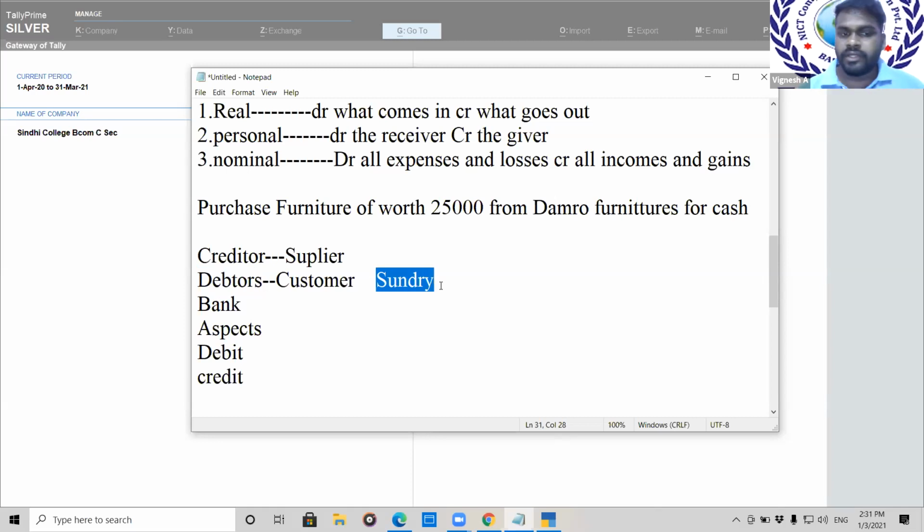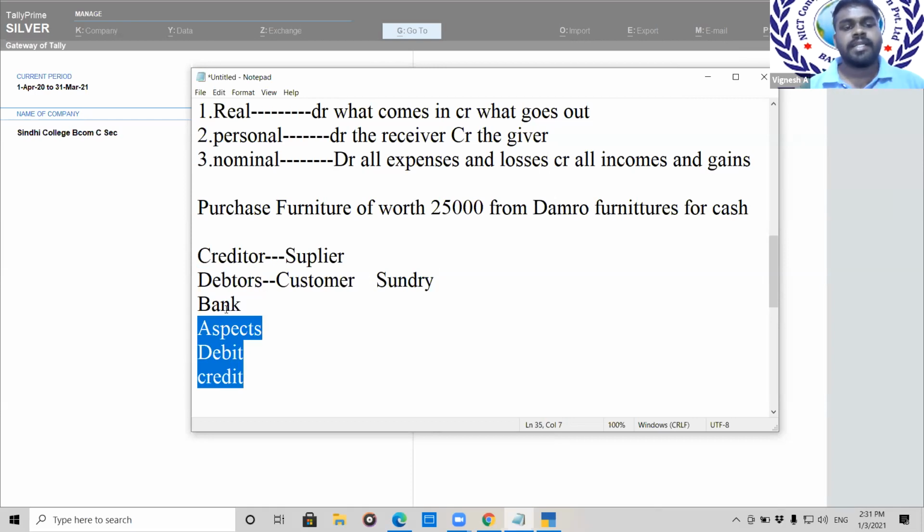Don't confuse these two with these two. Creditor and debtor are different from debit and credit. Debit and credit are just aspects of your accounts. Is it clear for everybody? Yes, sir. Very good.